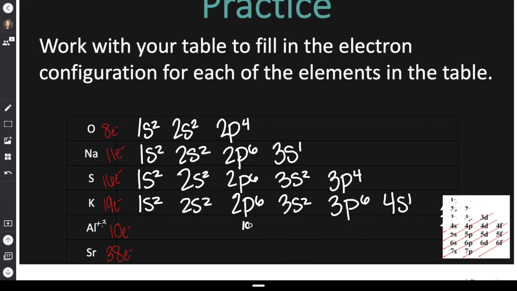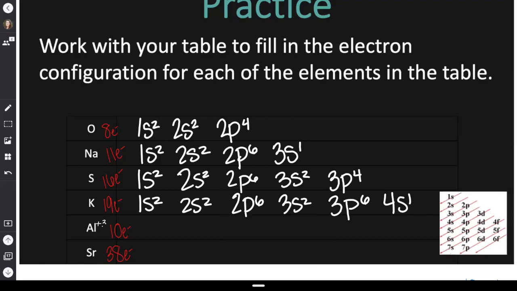All right. Now we have aluminum +3, our cation for aluminum. All right, so 10 electrons. I've got 1s2, 2s2, and after 2s2 comes 2p, and I need all 6 of them this time, 2p6.